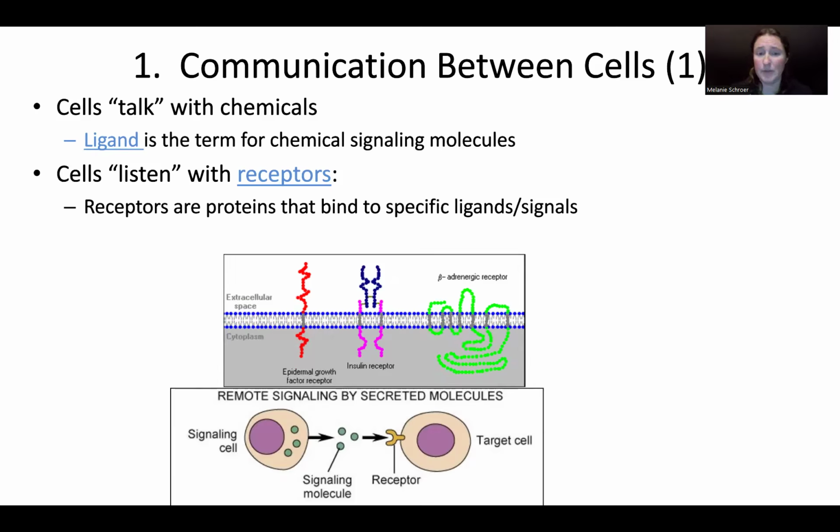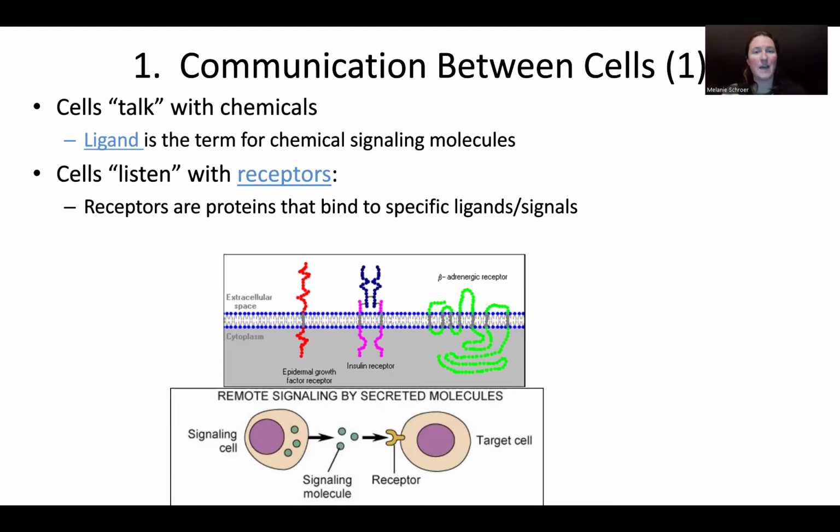Here are just some examples of proteins that are considered to be receptors. We see that they're all embedded within the phospholipid bilayer. Here's extracellular space, so outside the cell. Here's the cytoplasm inside the cell. These proteins all have different shapes. This one is epidermal growth factor receptor, which means that it binds specifically to the epidermal growth factor ligands. When those epidermal growth factors bind to this very specific receptor, it's going to induce a pre-programmed response within the cell.